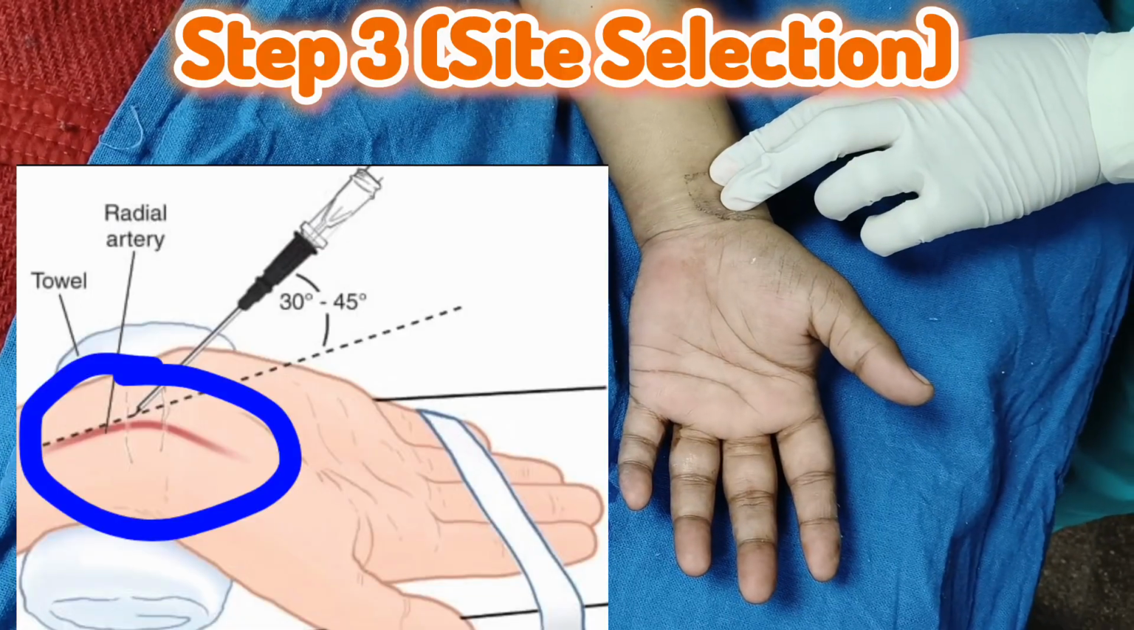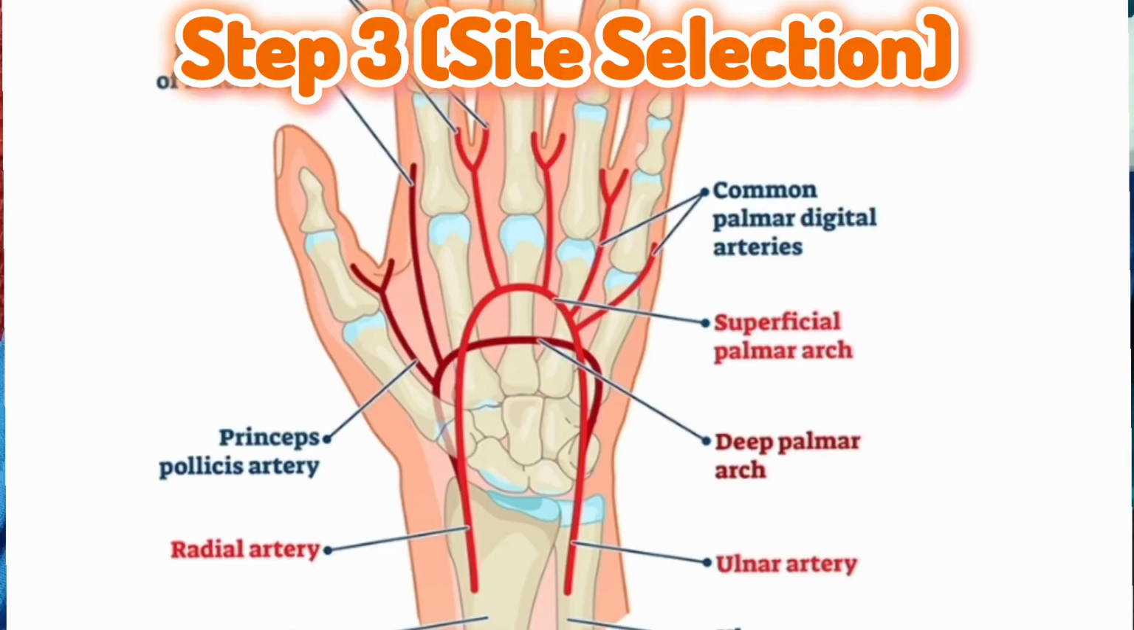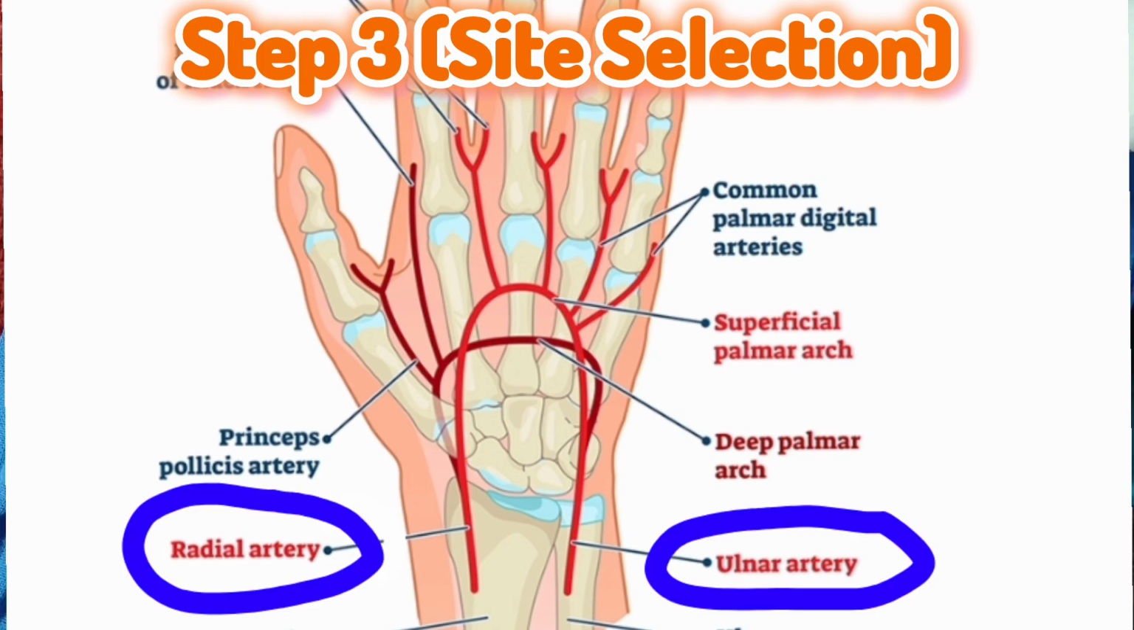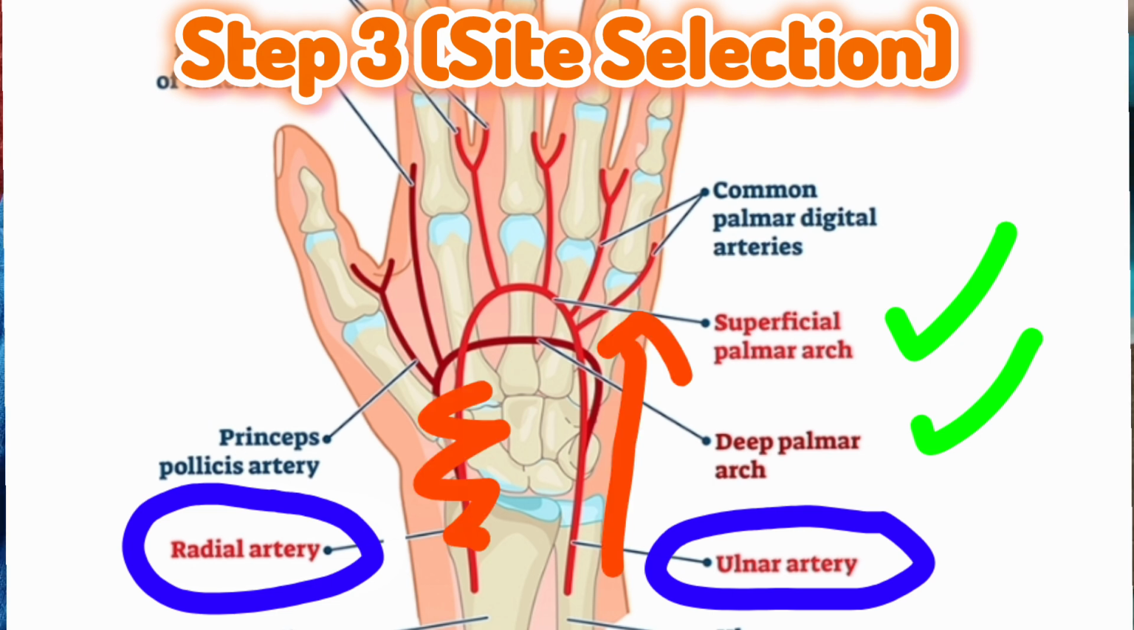The hand has dual blood supply, which means the hand receives blood from two arteries, not just one. That is the radial artery and ulnar artery. These two arteries connect with each other in the hand through the superficial palmar arch and deep palmar arch. Because of these connections, if one artery is blocked due to arterial spasm or thrombosis, the other can still supply blood to the hand. So the radial artery is preferred.